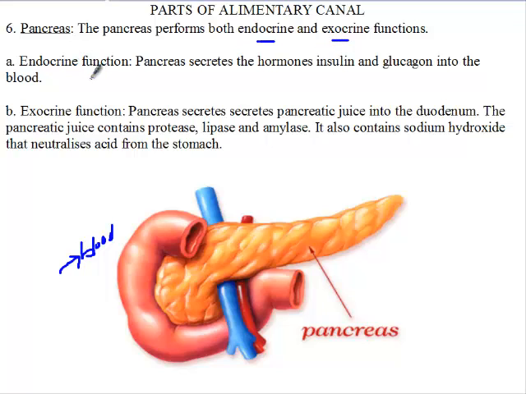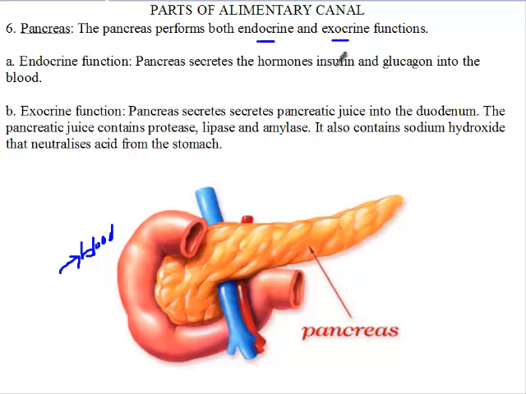Now, what is the endocrine function of the pancreas? The pancreas secretes the hormones insulin and glucagon into the blood. Insulin is secreted when there is too much glucose inside the system and more glucose needs to be removed. We secrete insulin and it helps get rid of the extra glucose.